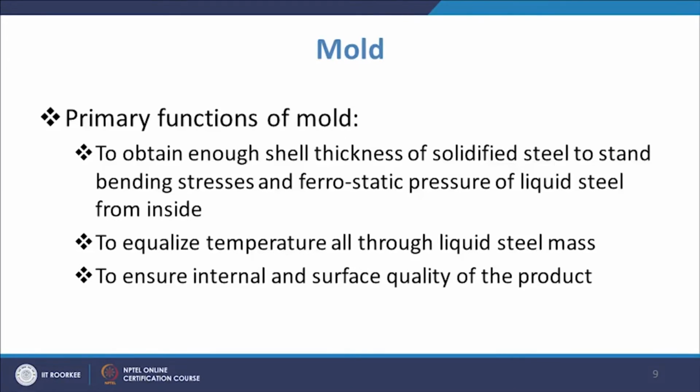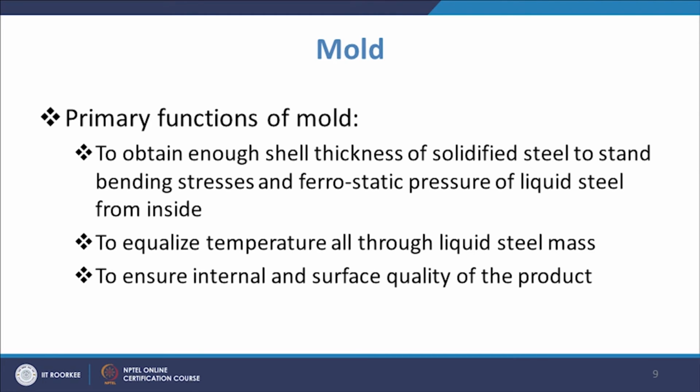What we see nowadays is that the mold is somewhat curved. So, you will have the bending stresses, and also the ferrostatic pressure of the liquid steel. The shell thickness which should be achieved at the exit point of the mold, that is your primary cooling zone, must be adequate to stand the bending stresses as well as the ferrostatic pressure of the liquid from inside. Its job is also to equalize the temperature all through the liquid steel mass.